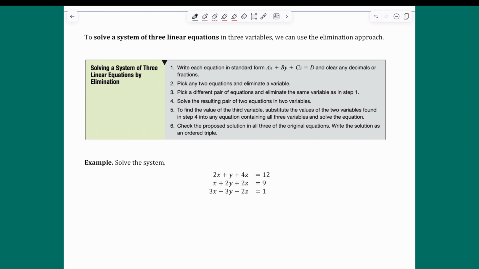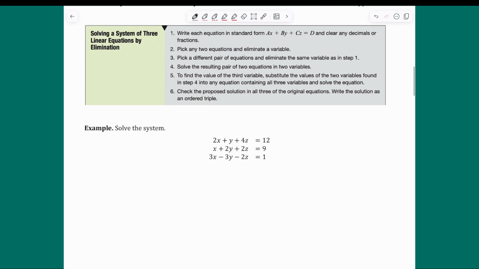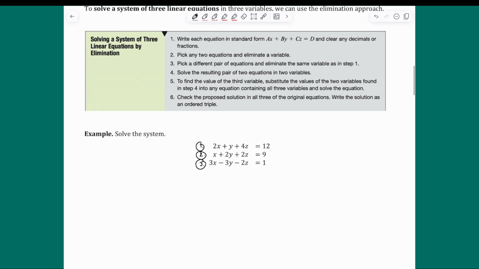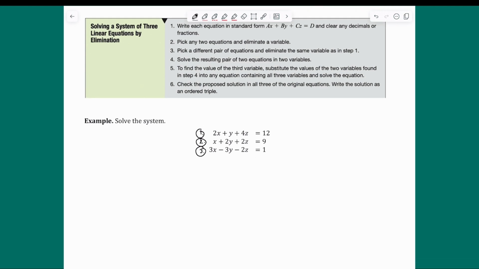All right, so let's see. Here we have our first system. We have 3x plus y plus 4z equals 12. x plus 2y plus 2z equals 9. 3x minus 3y minus 2z equals 1. Okay, so I'm going to give these some labels here. This is equation 1, equation 2, and equation 3. They're all in standard form already. We had no decimals or fractions, so we're good. So basically the first step's done.